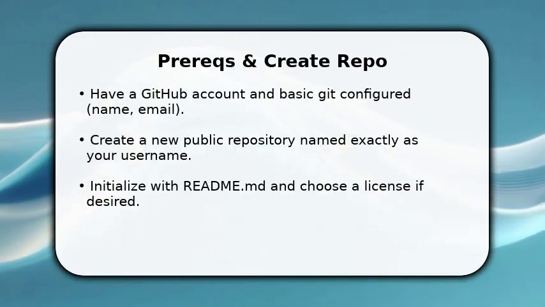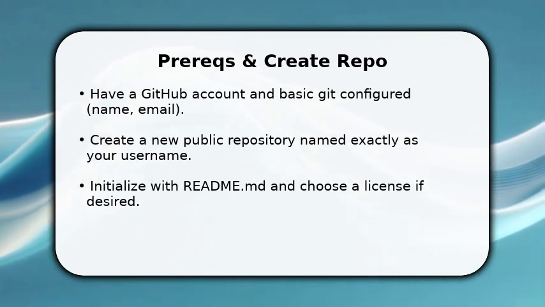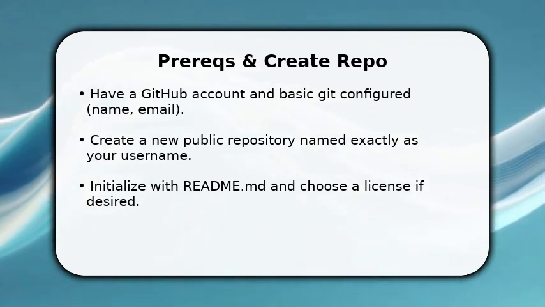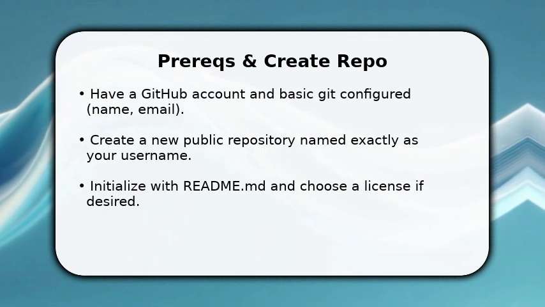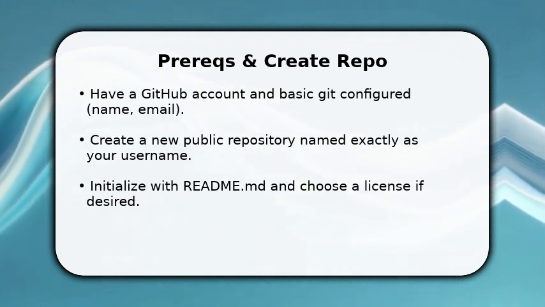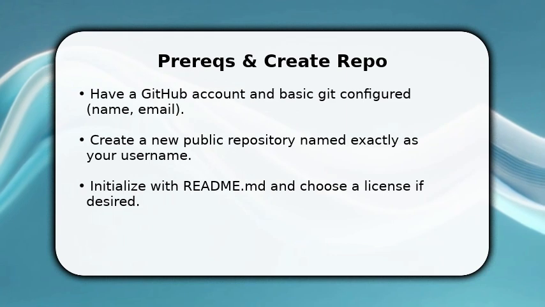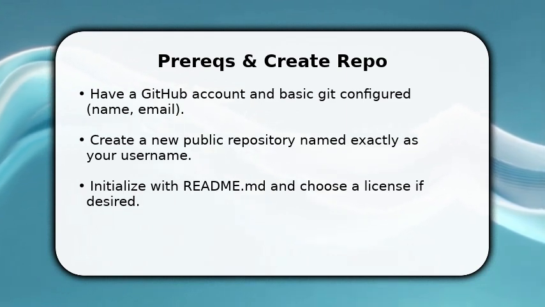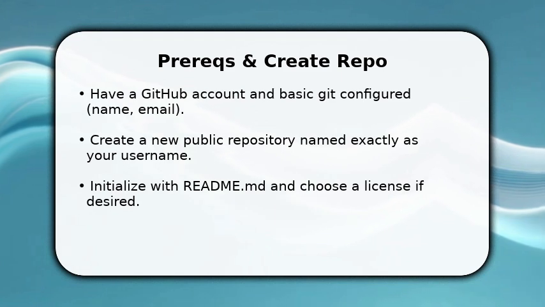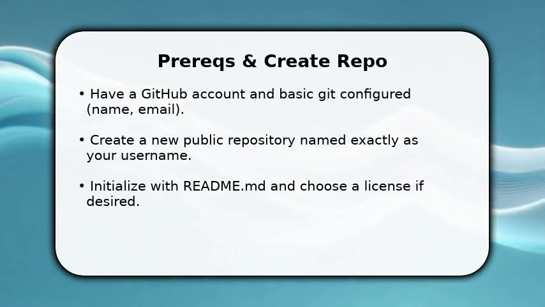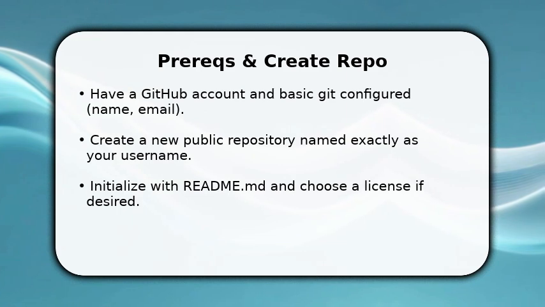You already have an account and basic Git set. Start now by creating a new public repository named exactly like your GitHub username. This special repo becomes your profile README. GitHub reads README.md at root and displays it on your profile. Once created, clone it locally so you can iterate rapidly or edit online for quick changes.